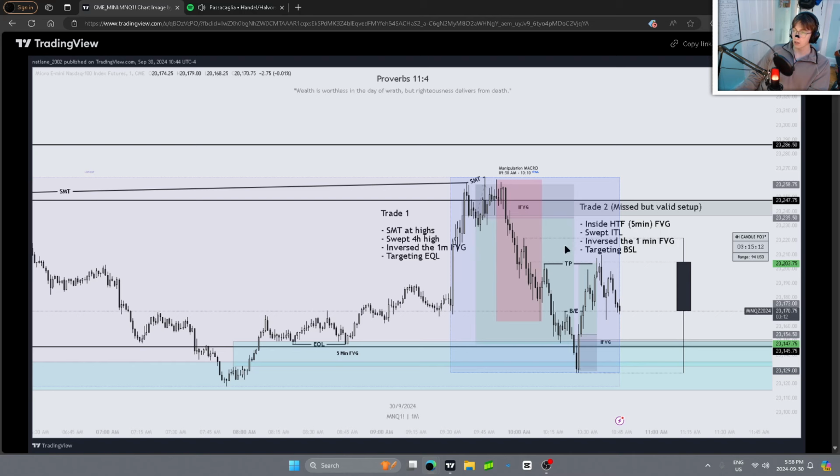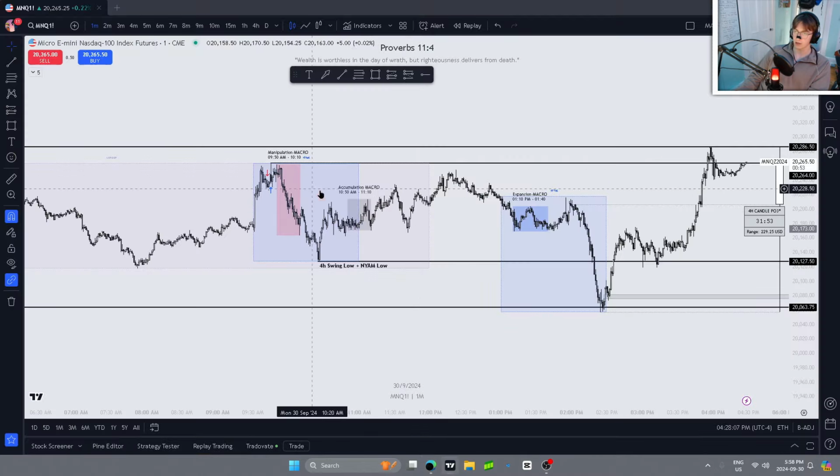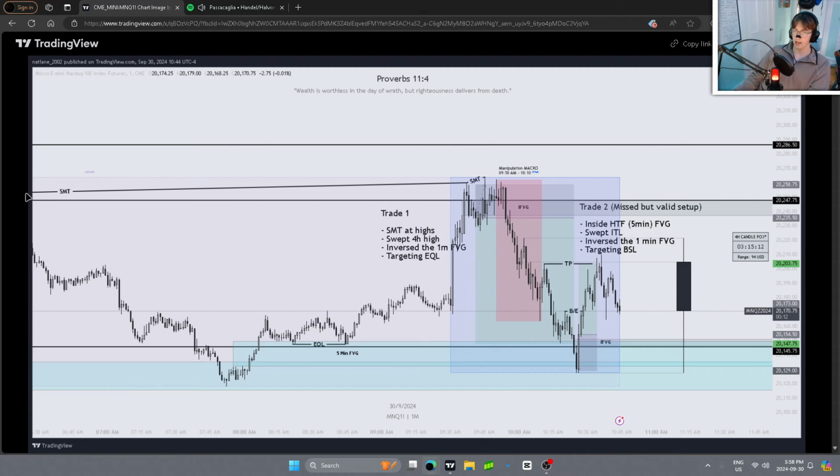And right here is a screenshot of the trade that I took today. I don't know why it doesn't show my executions, but you can see my executions right here. This is on my chart. So basically we had SMT from over here off the screen to here. Then we had another SMT here. SMT at highs, swept the 4 hour high. So this line right here, straight across, that's the 4 hour high.